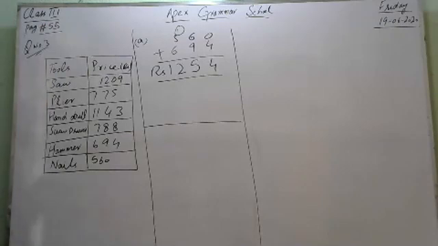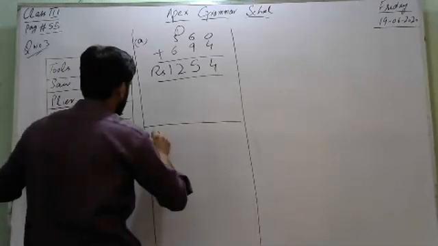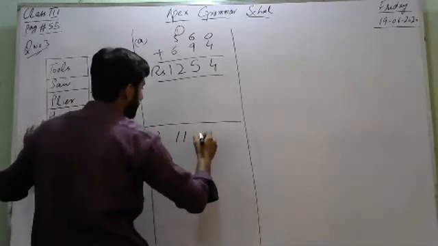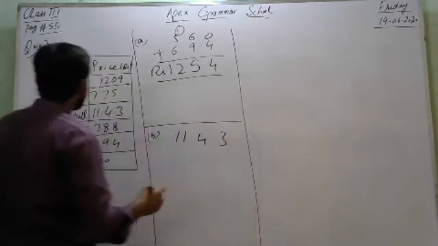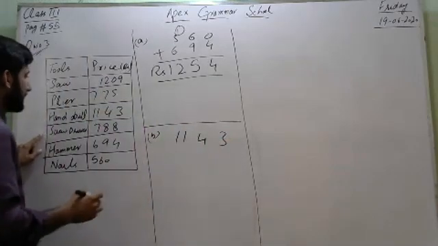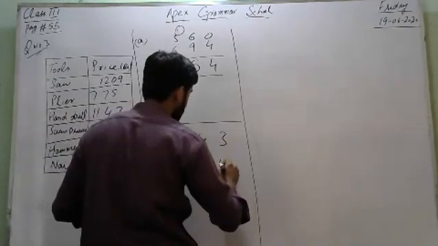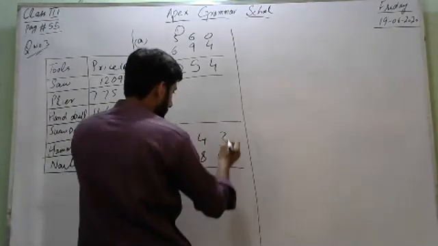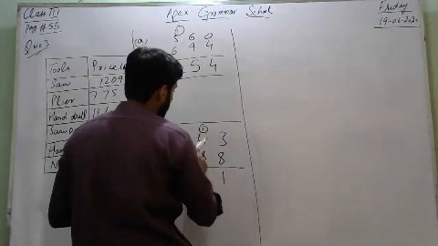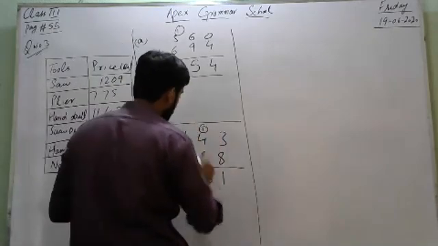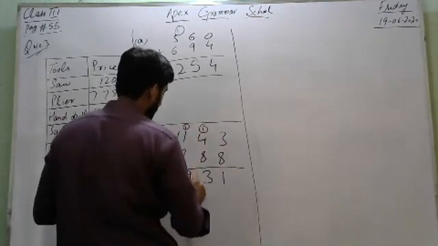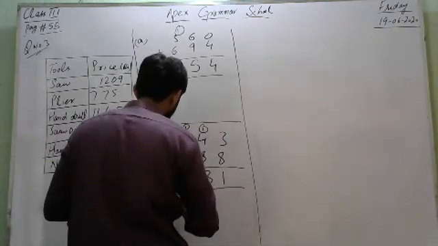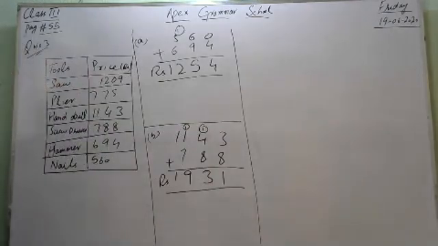In B part, we have to find out the total price of hand drill and screwdriver. Hand drill has price 1143 and screwdriver has 788. 8 plus 3, 11, 1, 1 carry. 8 plus 4, 12, 12, 1, 13, 3, 1 carry. 7 plus 2, 9 and 1. Total price of hand drill and screwdriver is 1931 rupees.